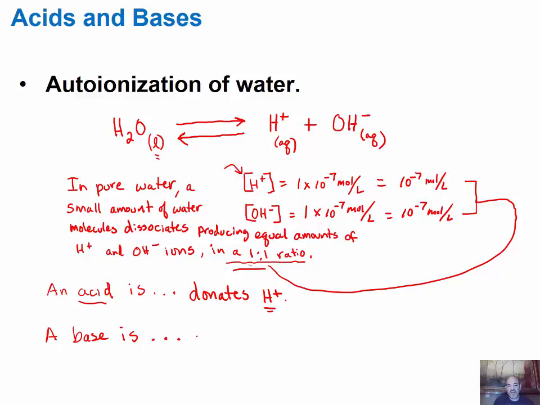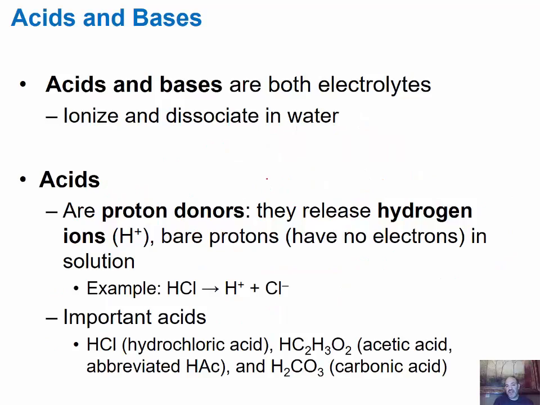And a base would do the opposite. A base is going to be any substance that removes hydrogen ions from solution. To remove them is not like literally knocking them out of the solution. It's just going to pick them up and hold on to them so they're not freely dissolved as hydrogen ions, so they get picked up. Acids and bases are both electrolytes. They do ionize and dissociate in water.